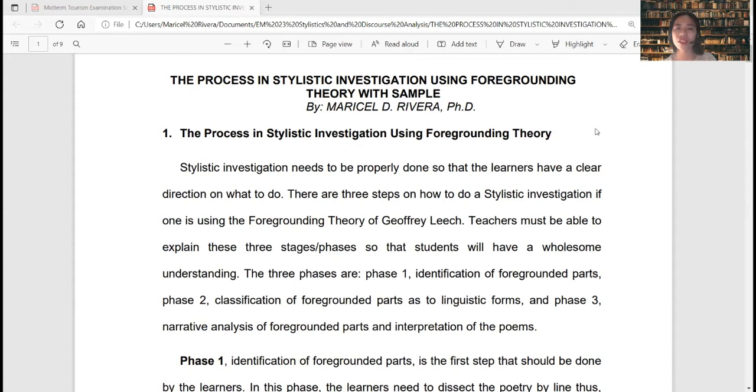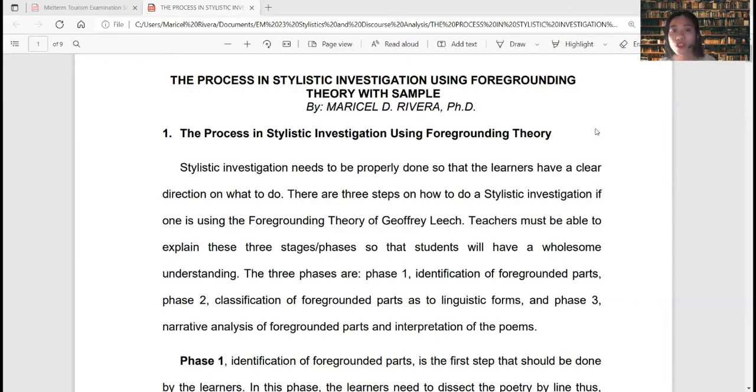When we say identification of foregrounded parts, it is here where we are going to scrutinize the text line by line. In scrutinizing the text line by line, we are going to look for portions of the line that are foregrounded. You know already, if it is foregrounded, it could either be in the form of parallelism or deviation. When we say parallelism, there is a very evident repetition of sounds, words. And once it is repeated, obviously, it must be emphasized by the writer.